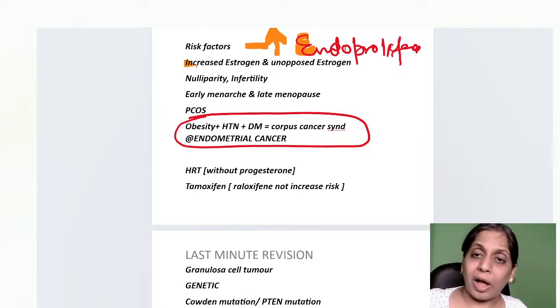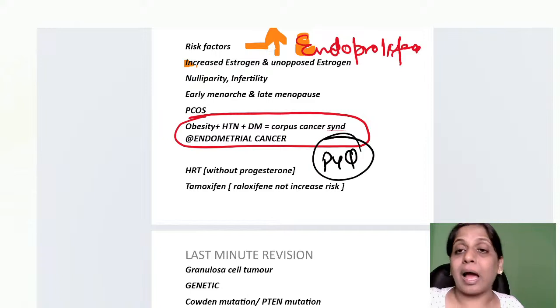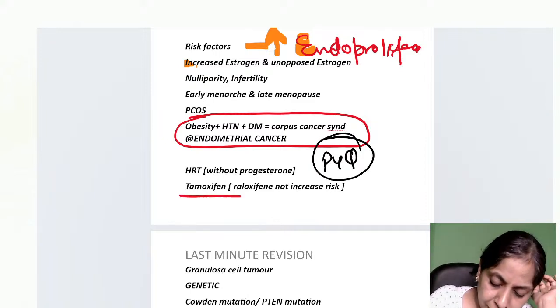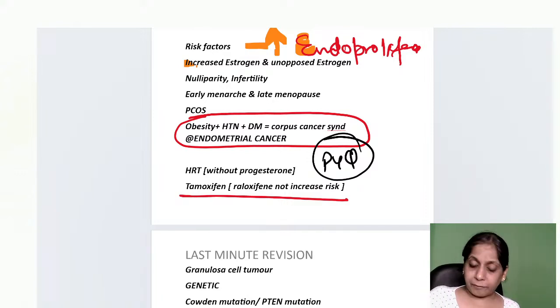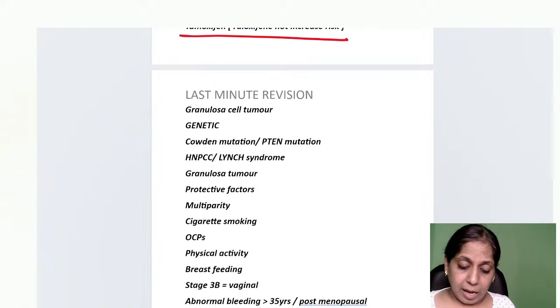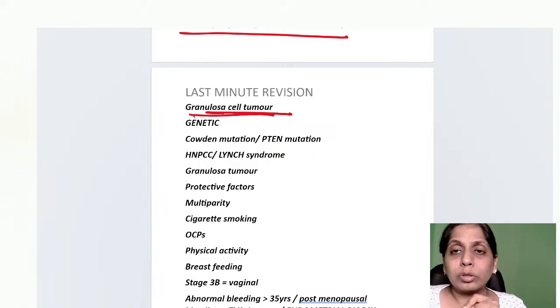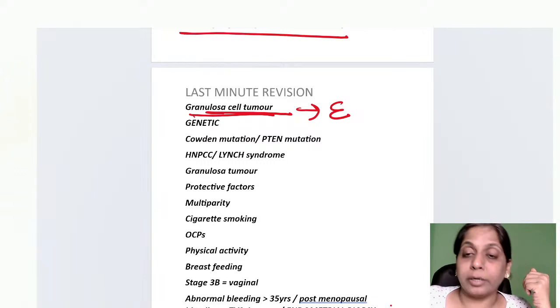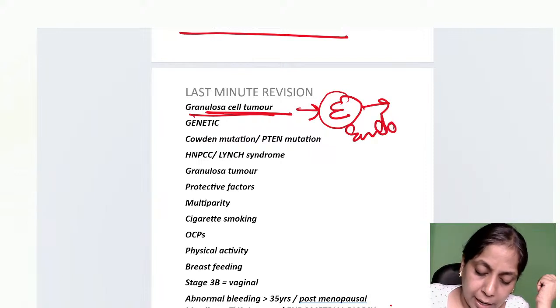The two risk factors which are repeatedly asked in your PYQs are tamoxifen, because tamoxifen is an agonist at the endometrium, and HRT if it is given without progesterone. The next is the granulosa cell tumor, which was a PYQ last time also. Granulosa cell tumor is a tumor of granulosa cells. It secretes estrogen and this estrogen causes endometrial hyperplasia.